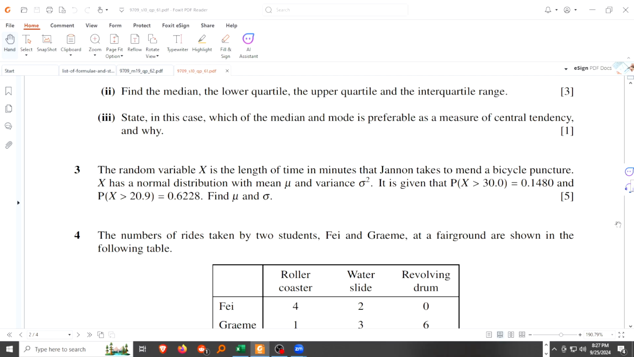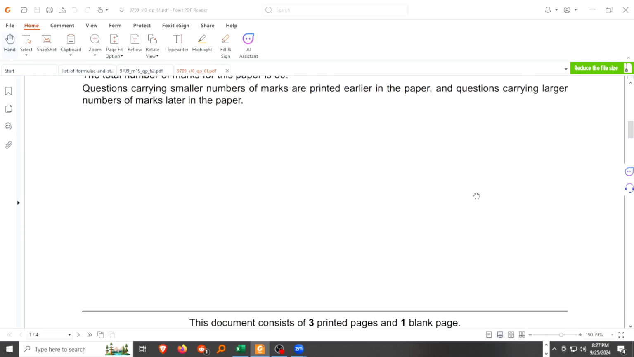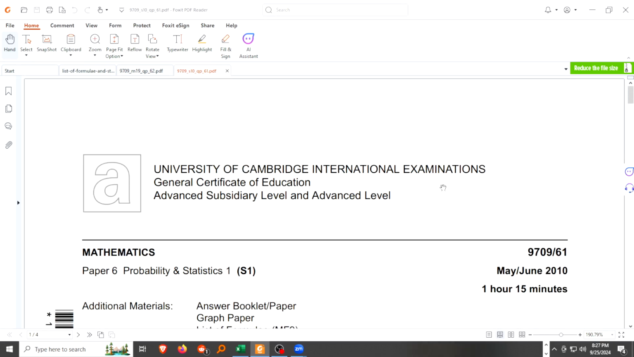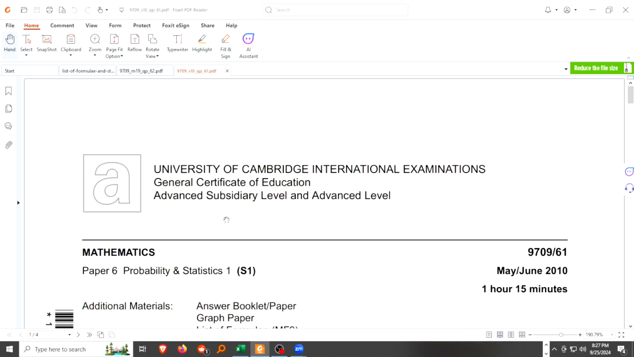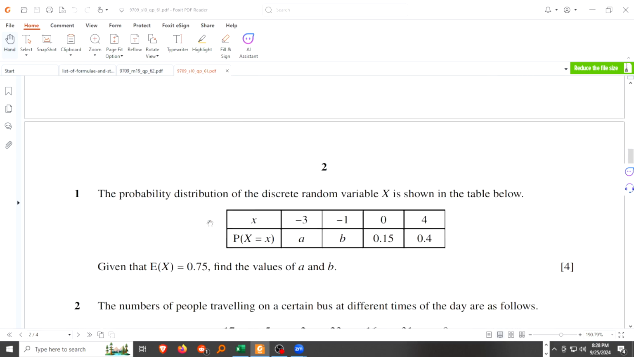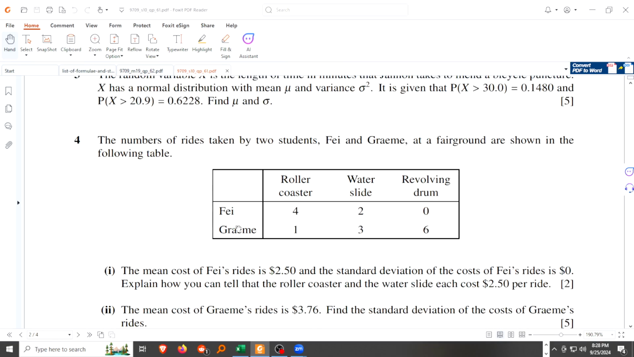Hello students, today I want us to consider paper 6, Probability and Statistics 1, the code being 9709/61. It was taken in May-June 2010. This is GCE, that is General Certificate of Education, Advanced, AS and A-Level. And so the question of interest is question 3.